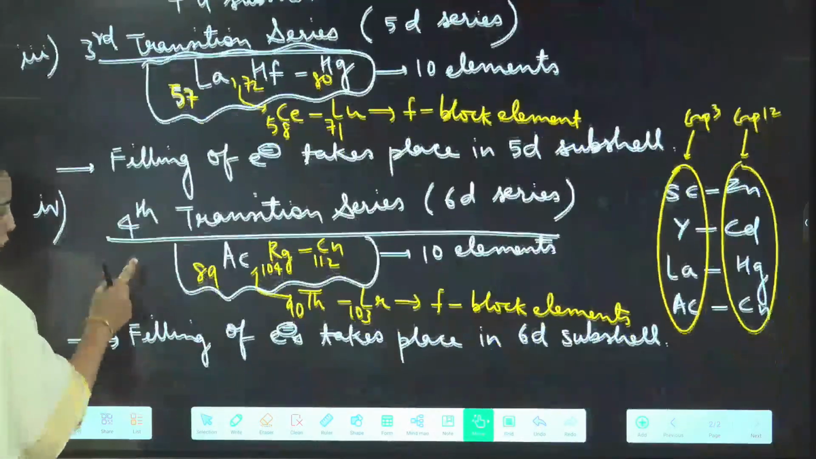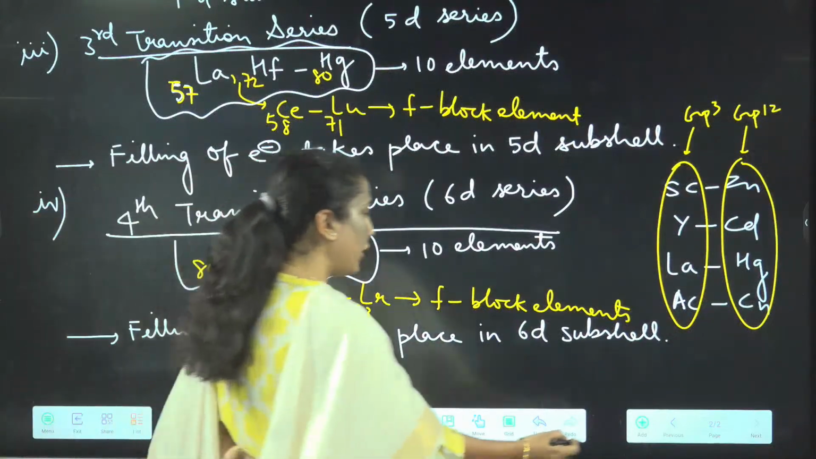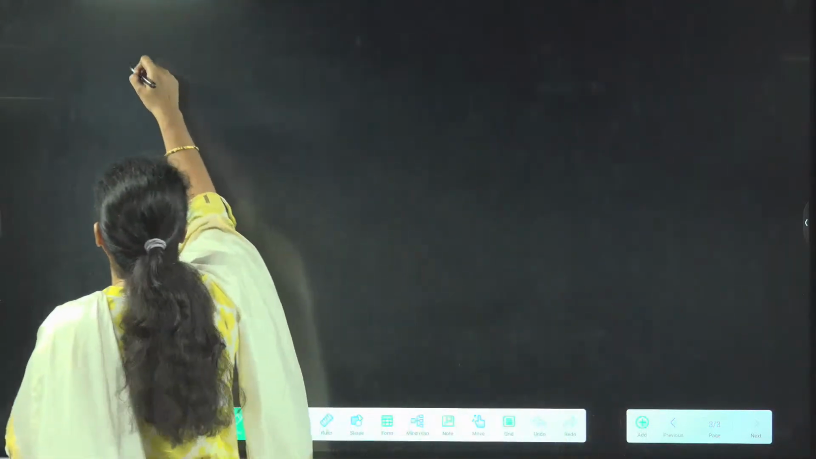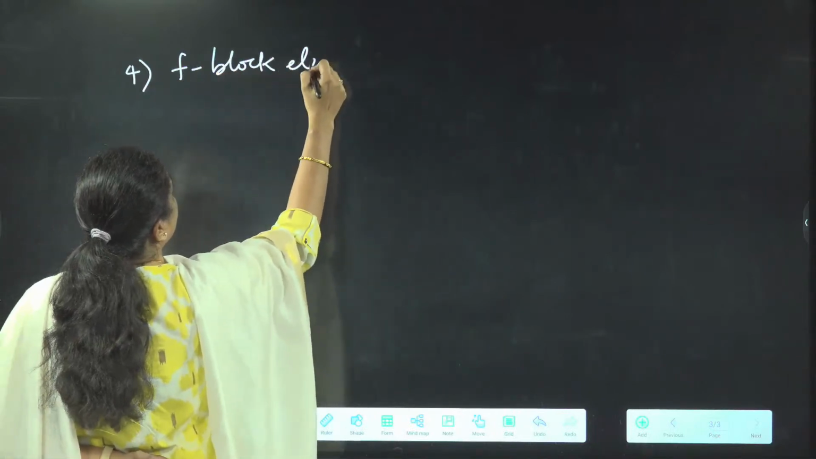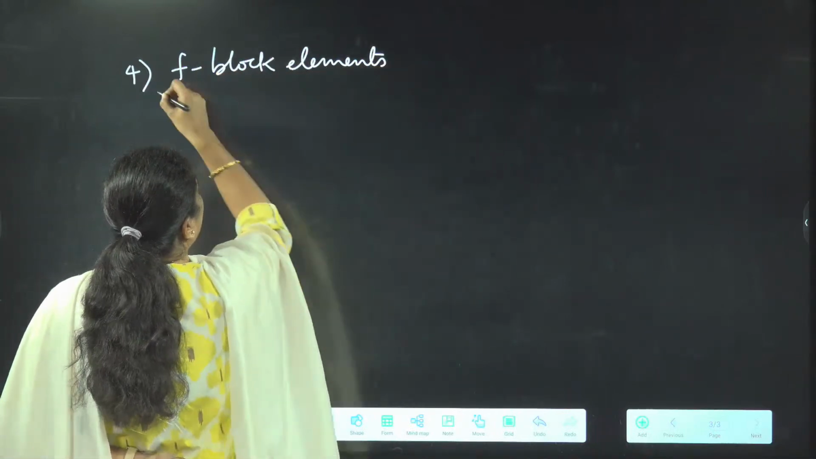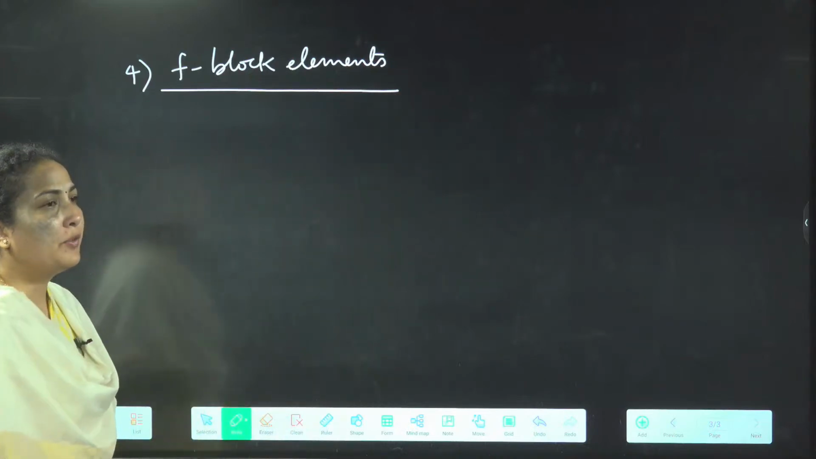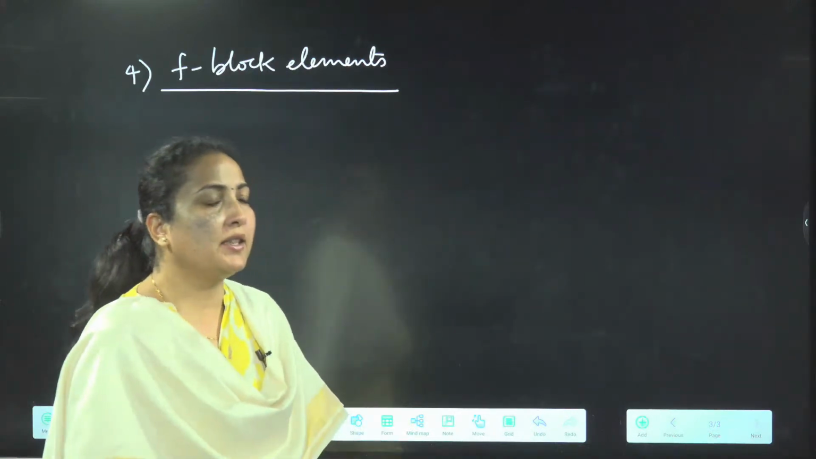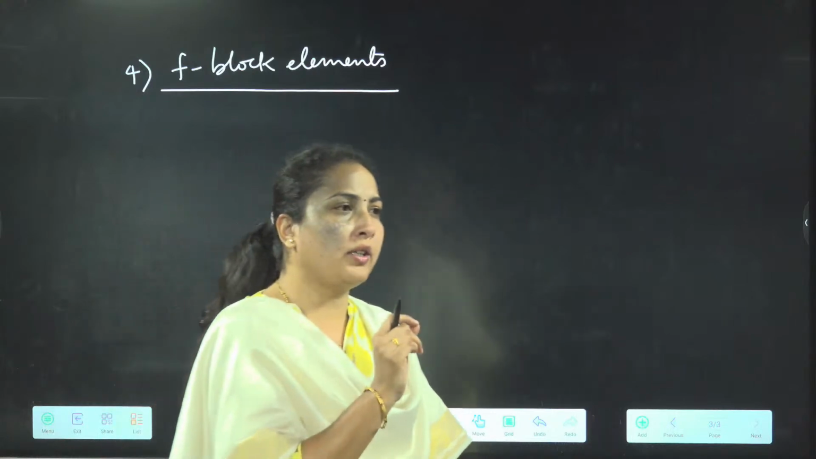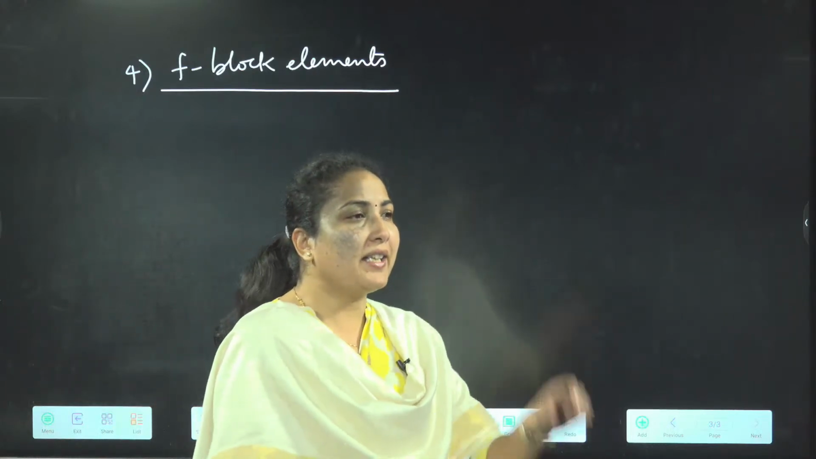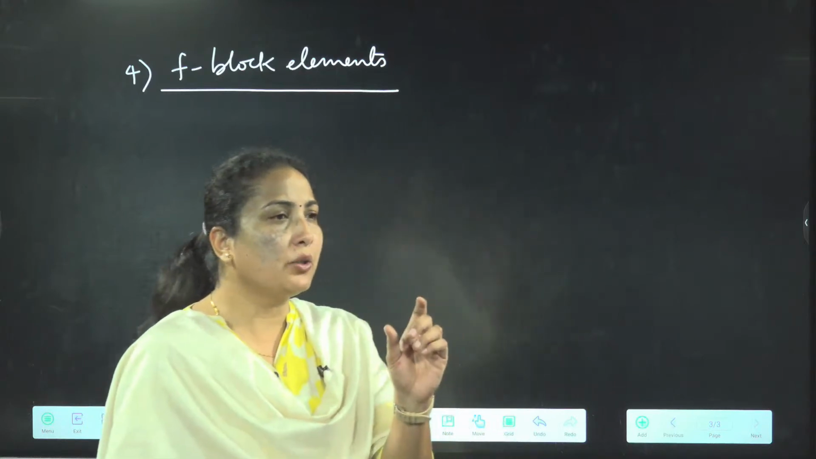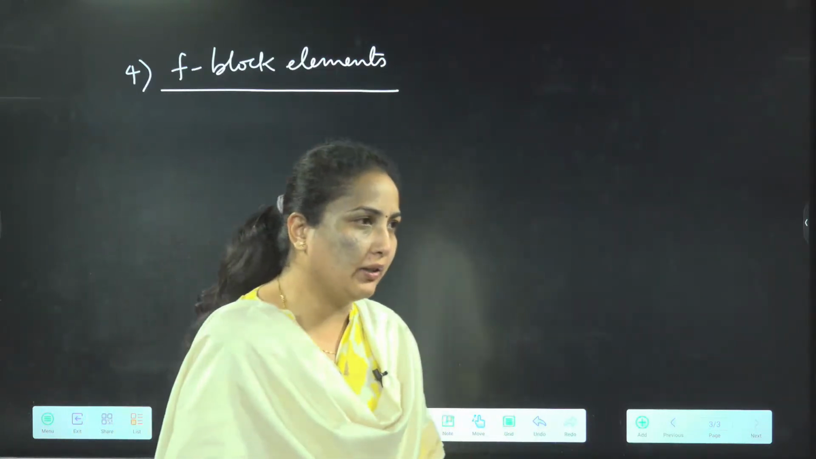Okay, let us move further. So we are done with this D block element. Now, next one is F block elements. Now, in case of F block elements, when we look at their configurations, basically it is seen that the last electron is entering into N-2 F, right? And that N-2 shell is basically known as anti-penultimate shell, okay?